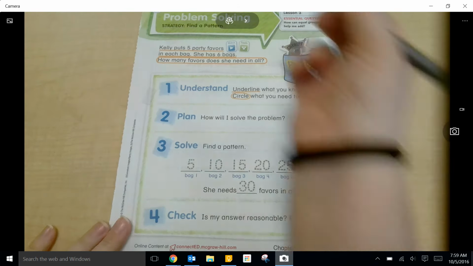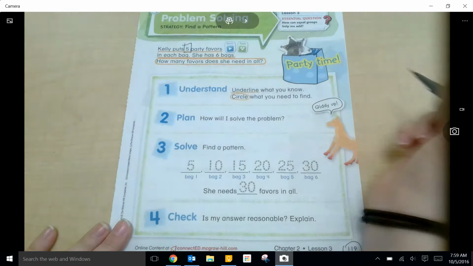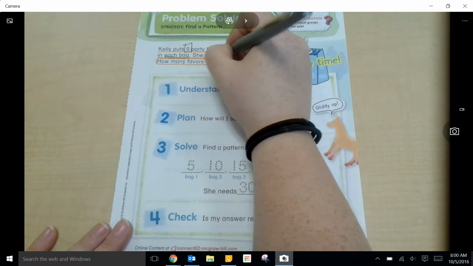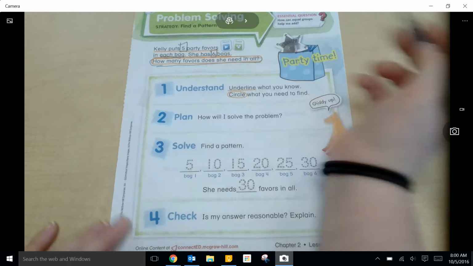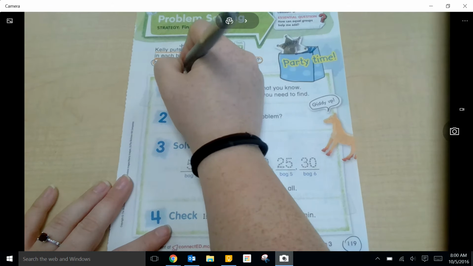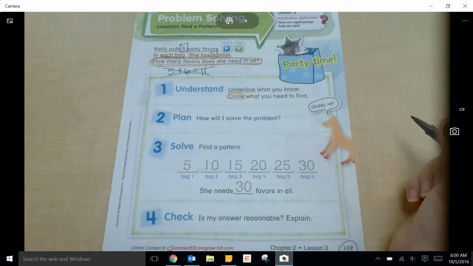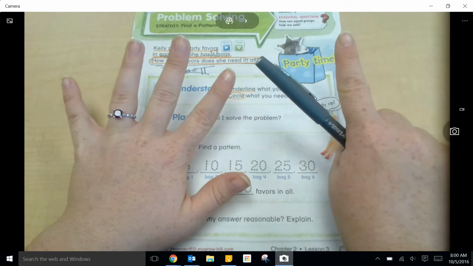So let's go ahead and put this word problem up here. It says Kelly puts 5 party favors in each bag. She has 6 bags. How many favors does she need in all? Okay, we're not doing 5 plus 6 equals 11 because it doesn't say she has 5 party favors and 6 party favors. It says she has 6 bags and she puts 5 in each bag.